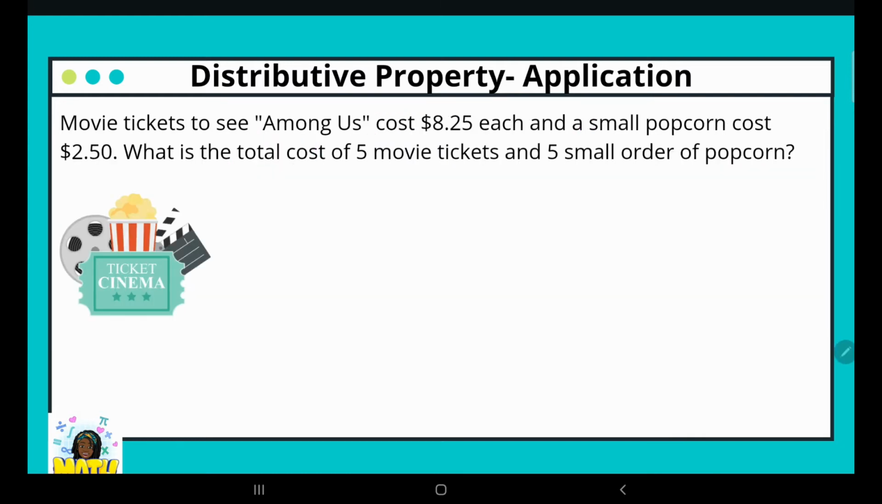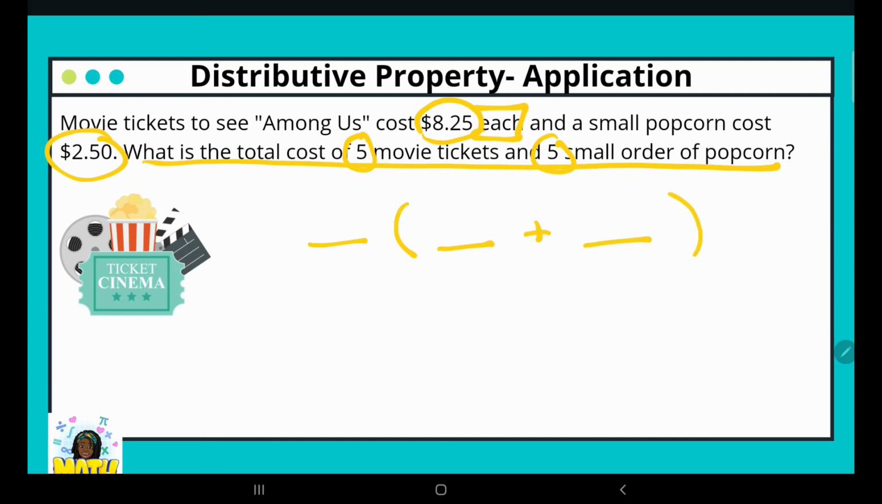Movie tickets to see Among Us cost $8.25 each, and a small popcorn costs $2.50. What is the total cost of 5 movie tickets and 5 popcorn? So here we have our money, which is $8.25 for each ticket, and then $2.50 for each popcorn as well. Now, here we do have 4 numbers, but 2 of the numbers are exactly the same. So this is going to represent our product. So we're going to draw our lines.